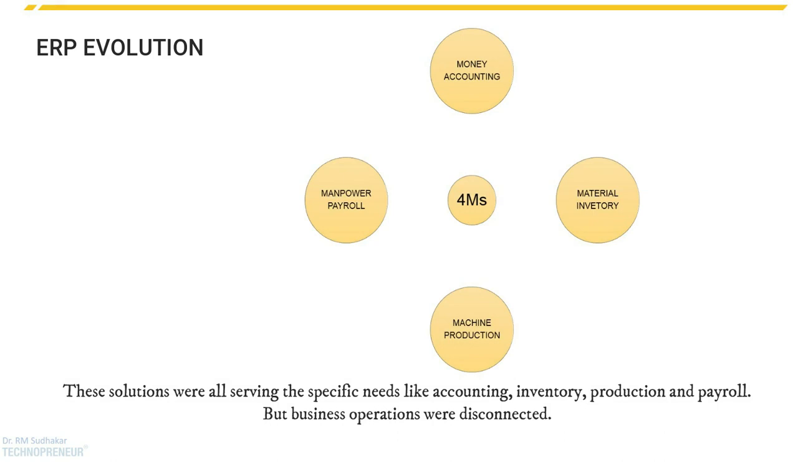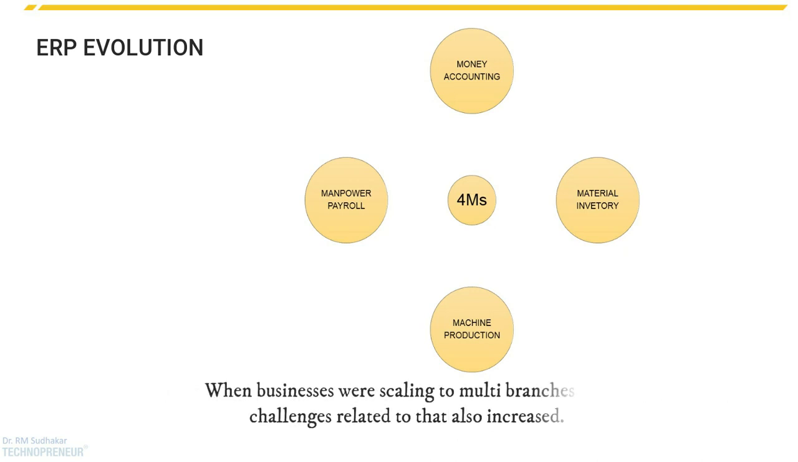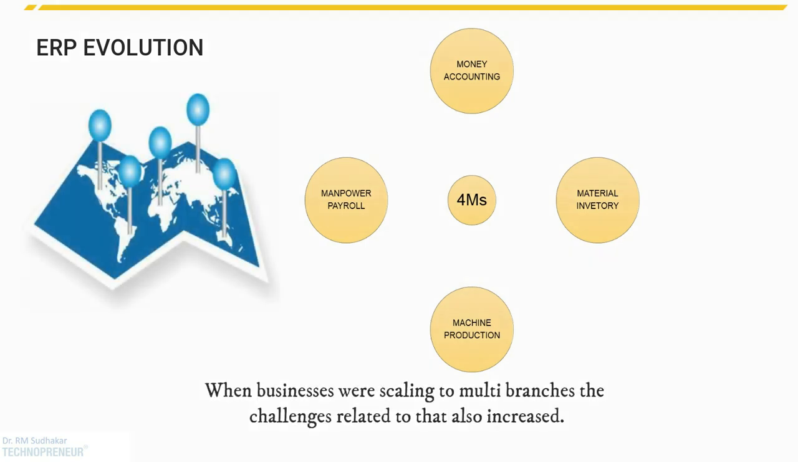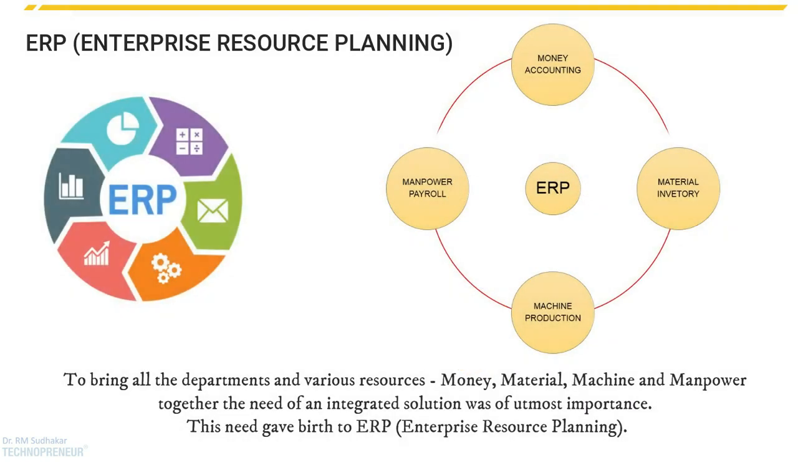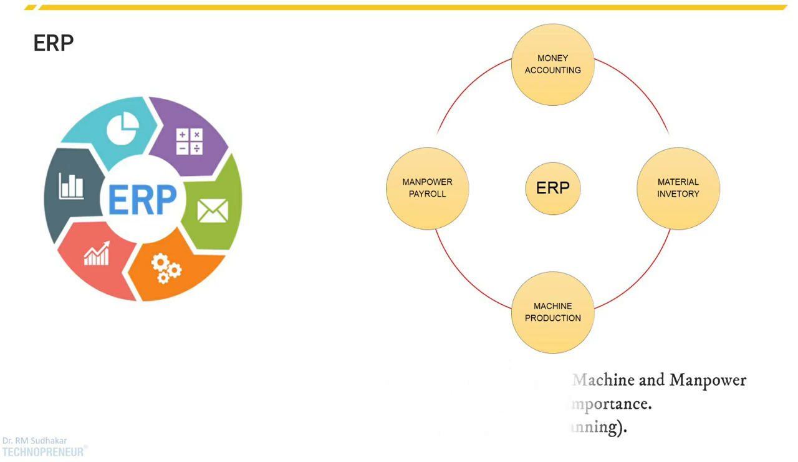Business operations were disconnected. When businesses were scaling to multi-branches, the challenges related to that also increased. To bring all the departments and various resources, that is money, material, machine and manpower together, the need of an integrated solution was of utmost importance. This need gave birth to ERP, that is Enterprise Resource Planning.